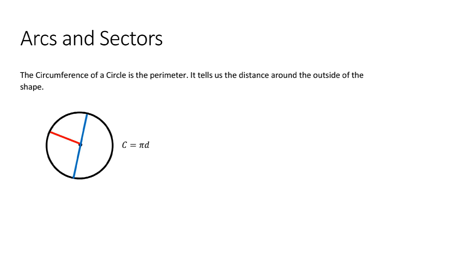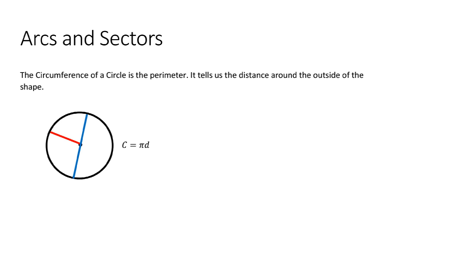It's the distance around the outside of the shape. So the black line is the perimeter. That's a distance. In order to carry out this topic successfully, we have to be aware of a few different things.